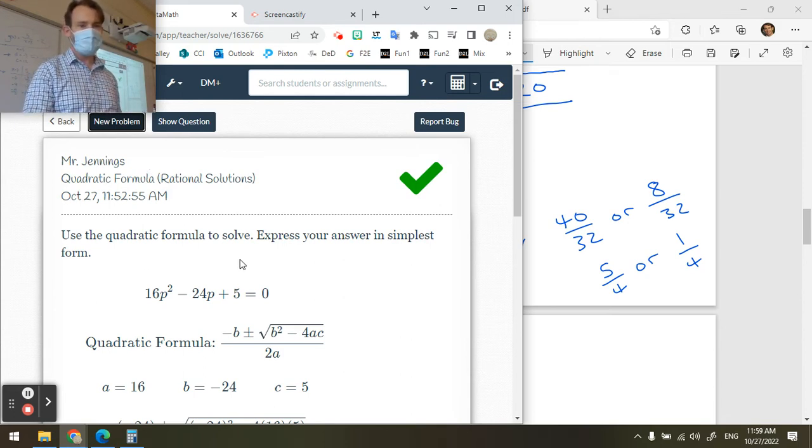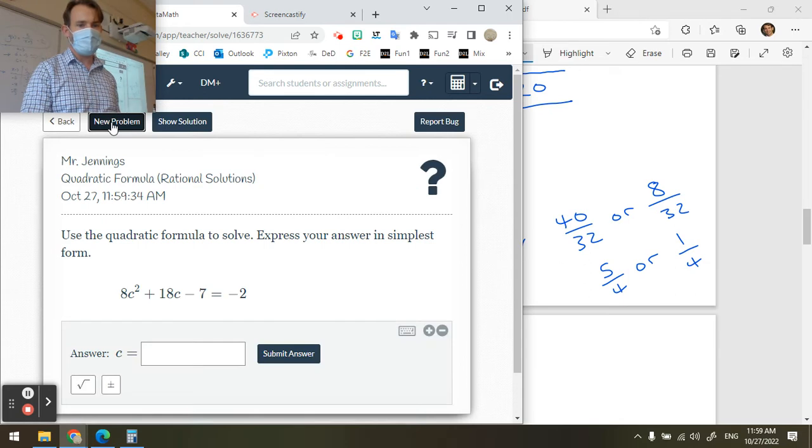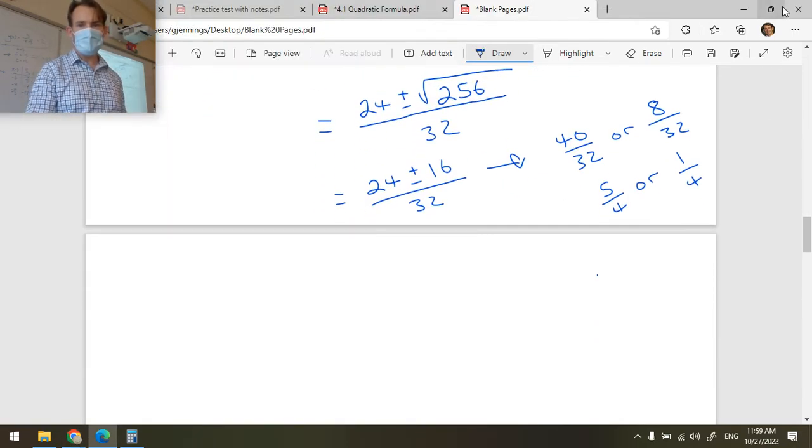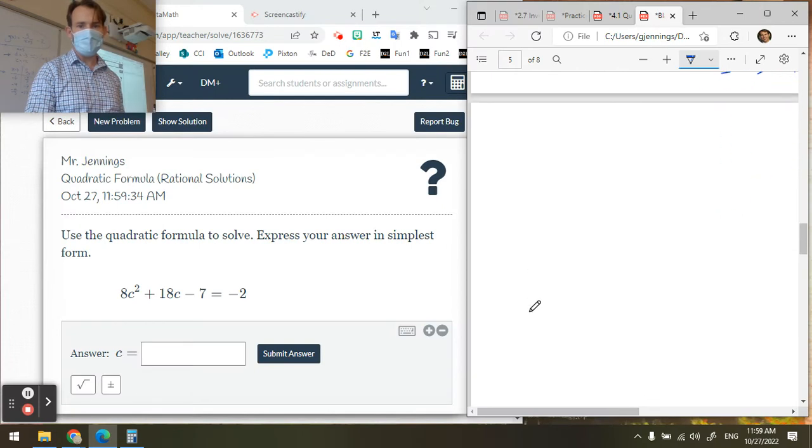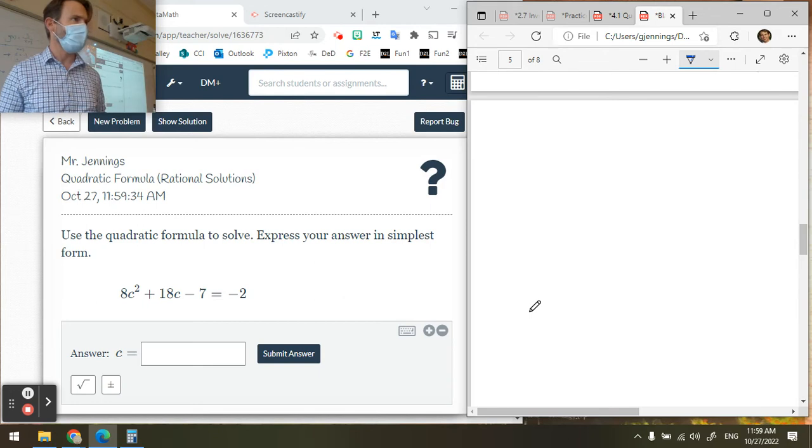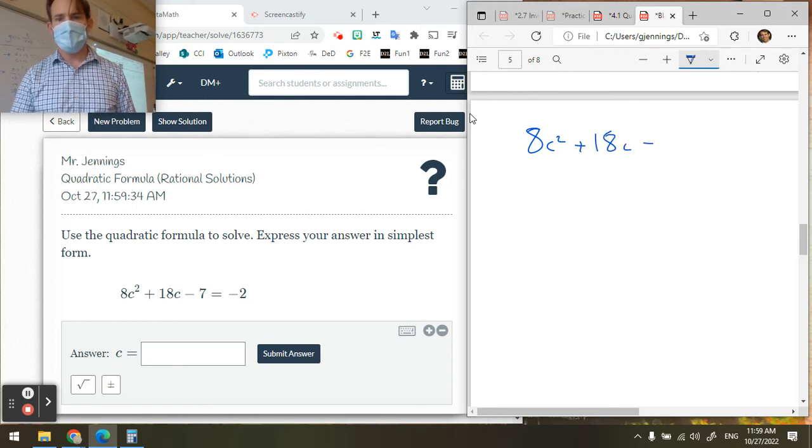Okay, so that's how you use quadratic formula to solve these types of problems. This one here is a little more tricky. So what we're going to do is copy out the problem carefully. I'll do one more example in this video, because this is the major topic for this unit here. 8c squared plus 18c minus 7 equals minus 2.